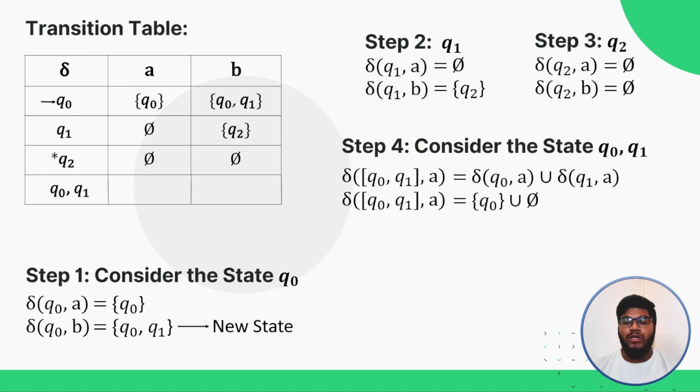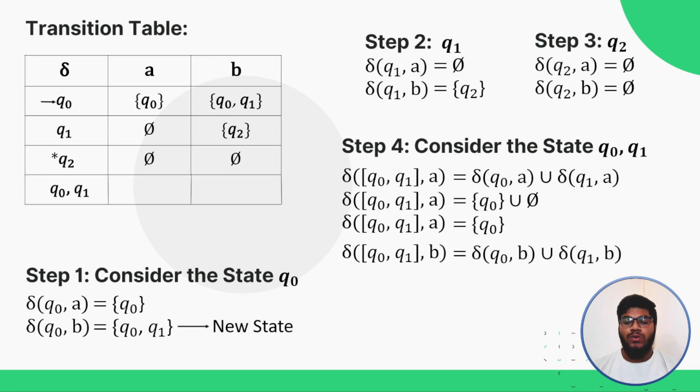So we're gonna combine Q naught and null. On combining, we get Q naught comma Q1 on accepting A will be Q naught itself. Since Q naught is already present in the transition table, we don't need to consider it as a new state. So now let us move on to Q naught comma Q1 on accepting B. Since we don't have the direct function, we're gonna split this function as Q naught on accepting B and Q1 on accepting B.